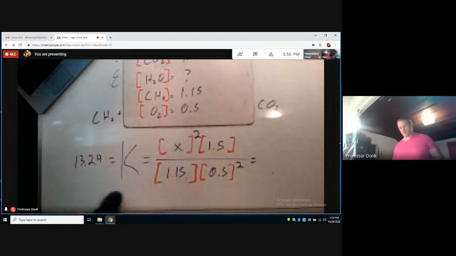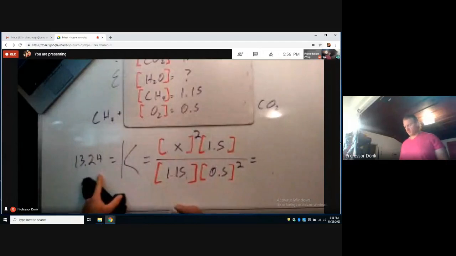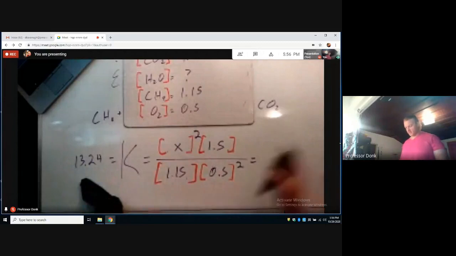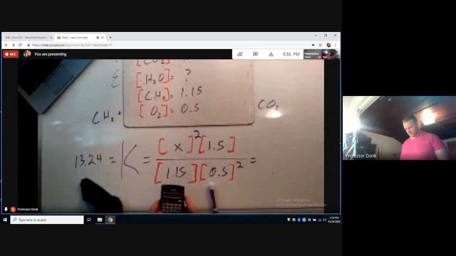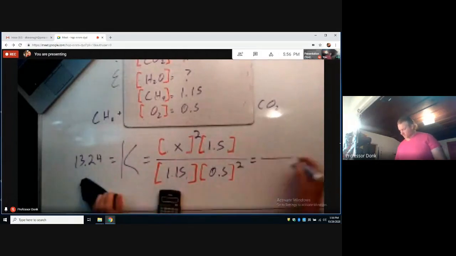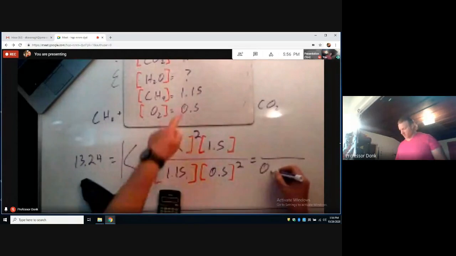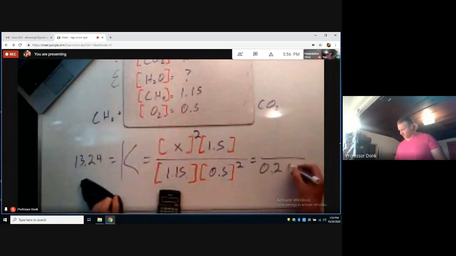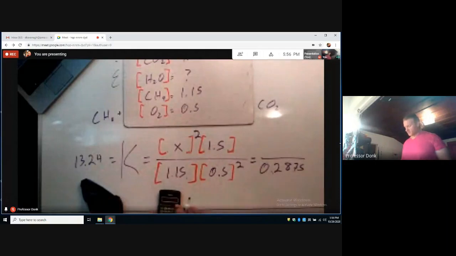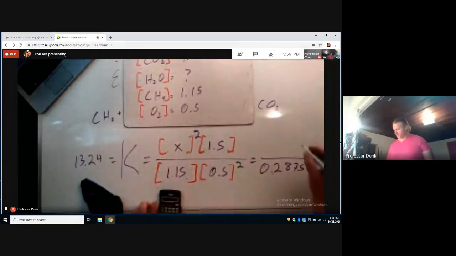Okay? And we only have one unknown, K equals 13.24. Let's solve out the denominator because I can solve for everything in there. And just note that these numbers are ones I just kind of made up for the sake of argument. And this number is up top here. This is x squared times 1.5.